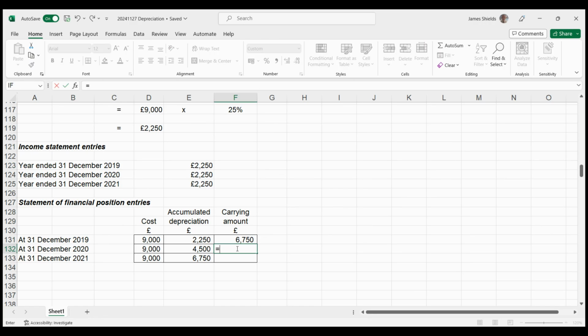The next year, it's going to be the 9,000, take away 4,500, which is 4,500. And the third year is going to be the £9,000, take away the £6,750, gives us a net carrying amount or net book value of £2,250.